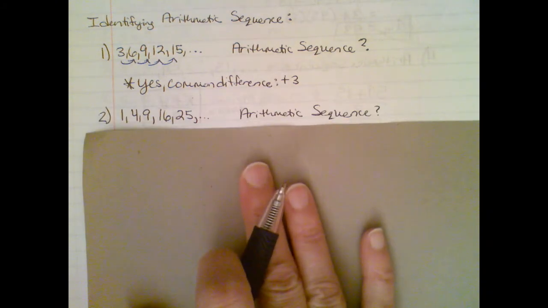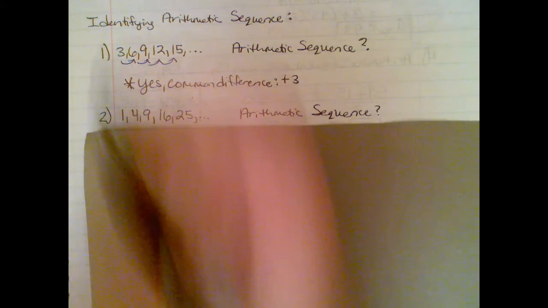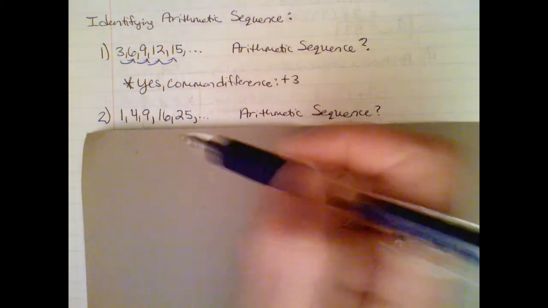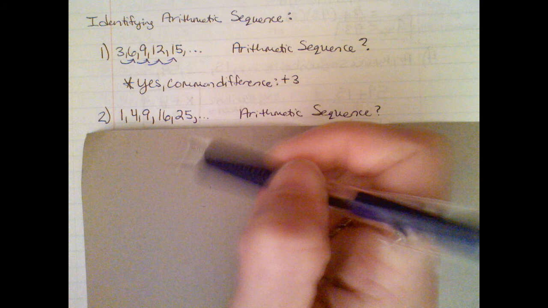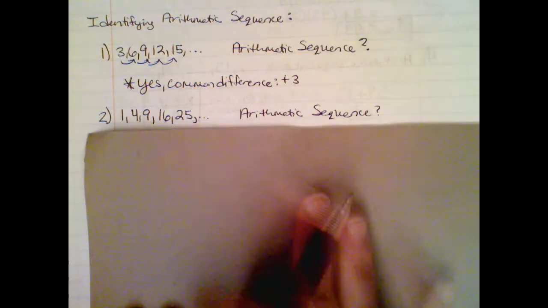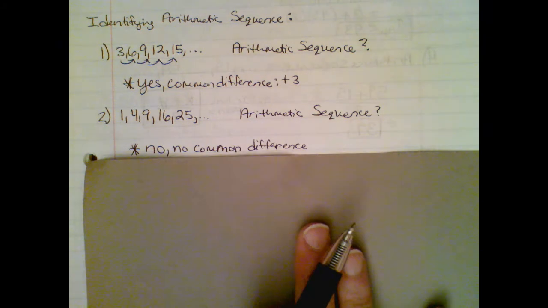This next one, it's a sequence. We can see it's separated by commas, but notice they're not adding or subtracting by the same number. We add 3 here and then we add 5. There may be a pattern, but we're not adding or subtracting by the same number, so we're going to say this is no. It is not an arithmetic sequence, and so we cannot find the common difference.